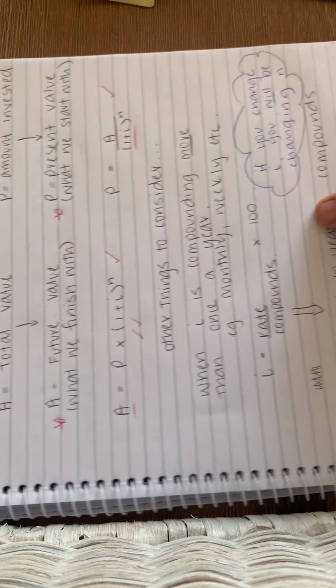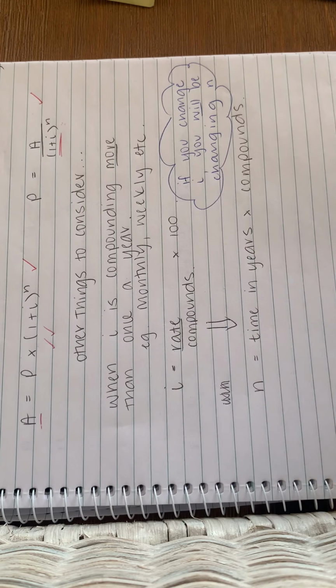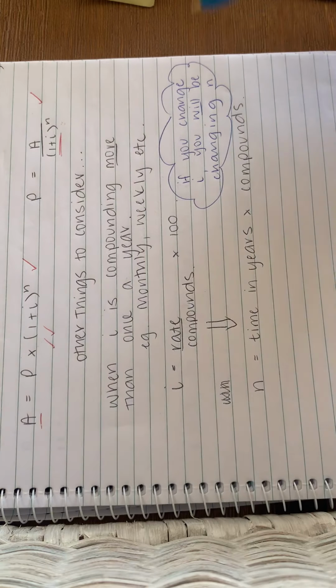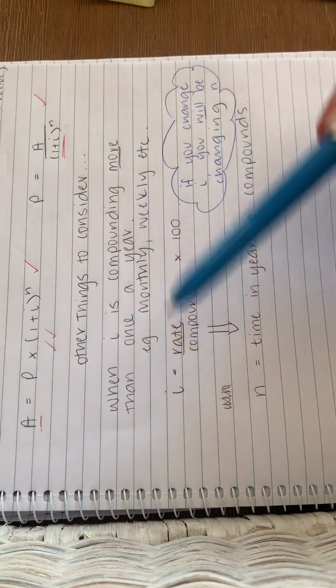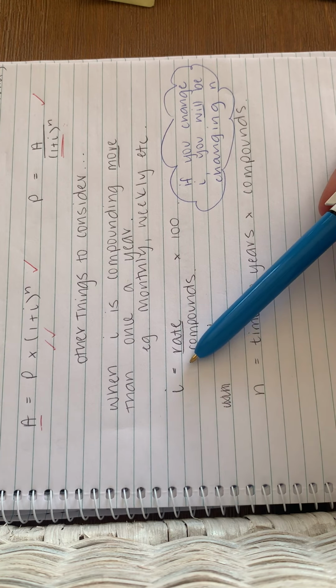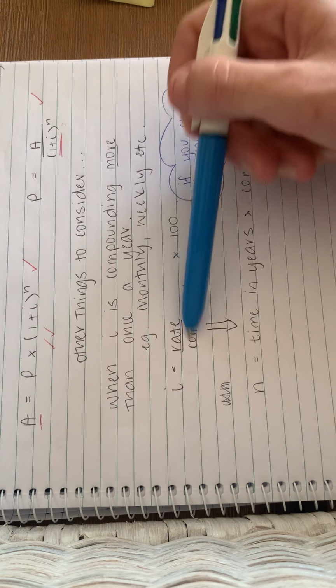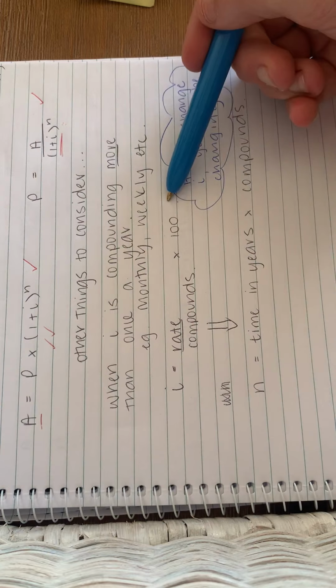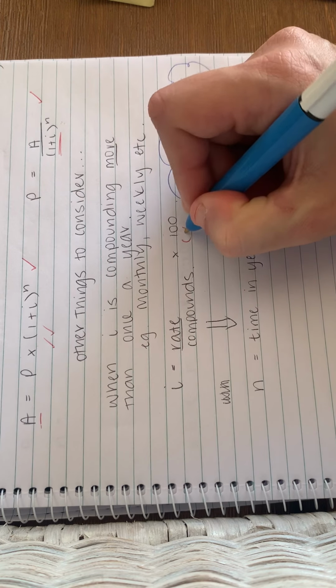A few other things we need to consider, and these are just reminders, is that when we're compounding more than once in a year, so whether it be monthly or weekly, we need to make sure that our interest rate reflects that. So it'd be the rate divided by the amount of compounds. Times it by 100, this is what gives us the percent.